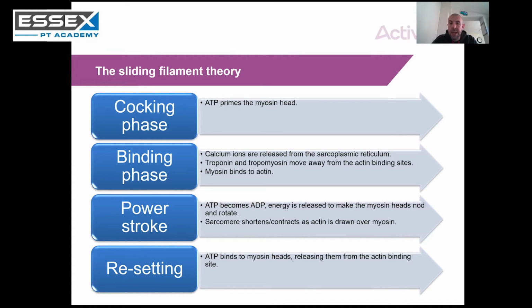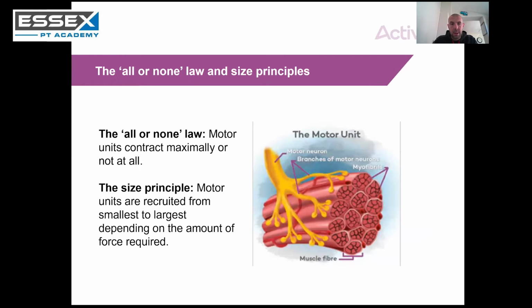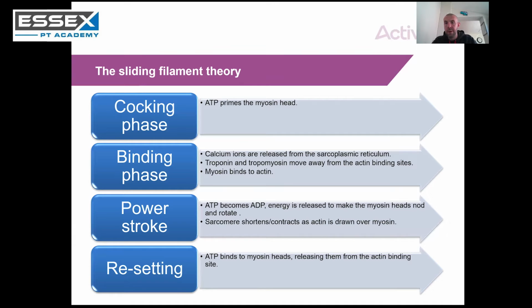ATP binds to myosin heads, releasing them from the actin binding site. So again, ATP comes in, binds to the myosin heads, which allows them to release their binding, and you're going to go back to the normal muscle length. So that's how it happens. And I was going to say, I hope there's a diagram afterwards, but there isn't.